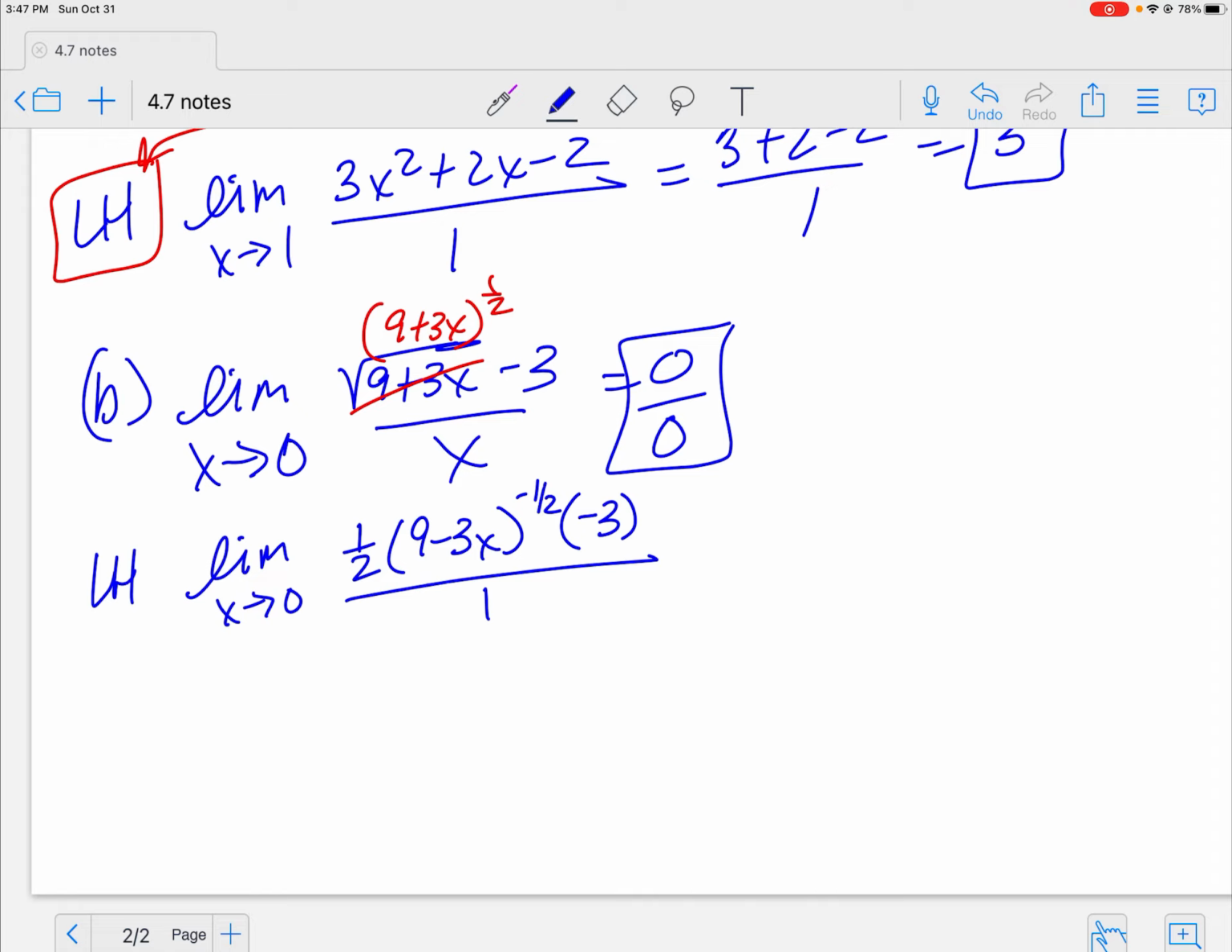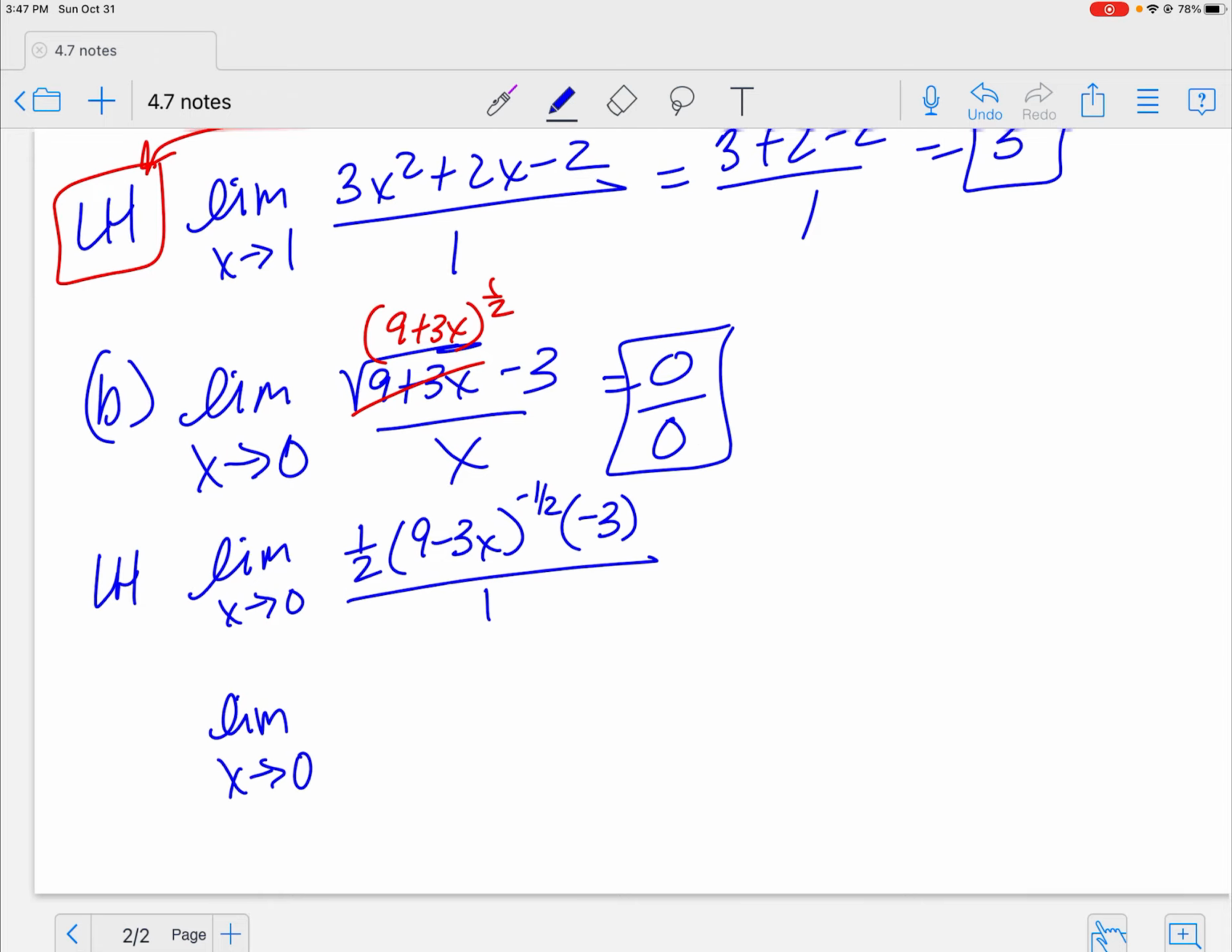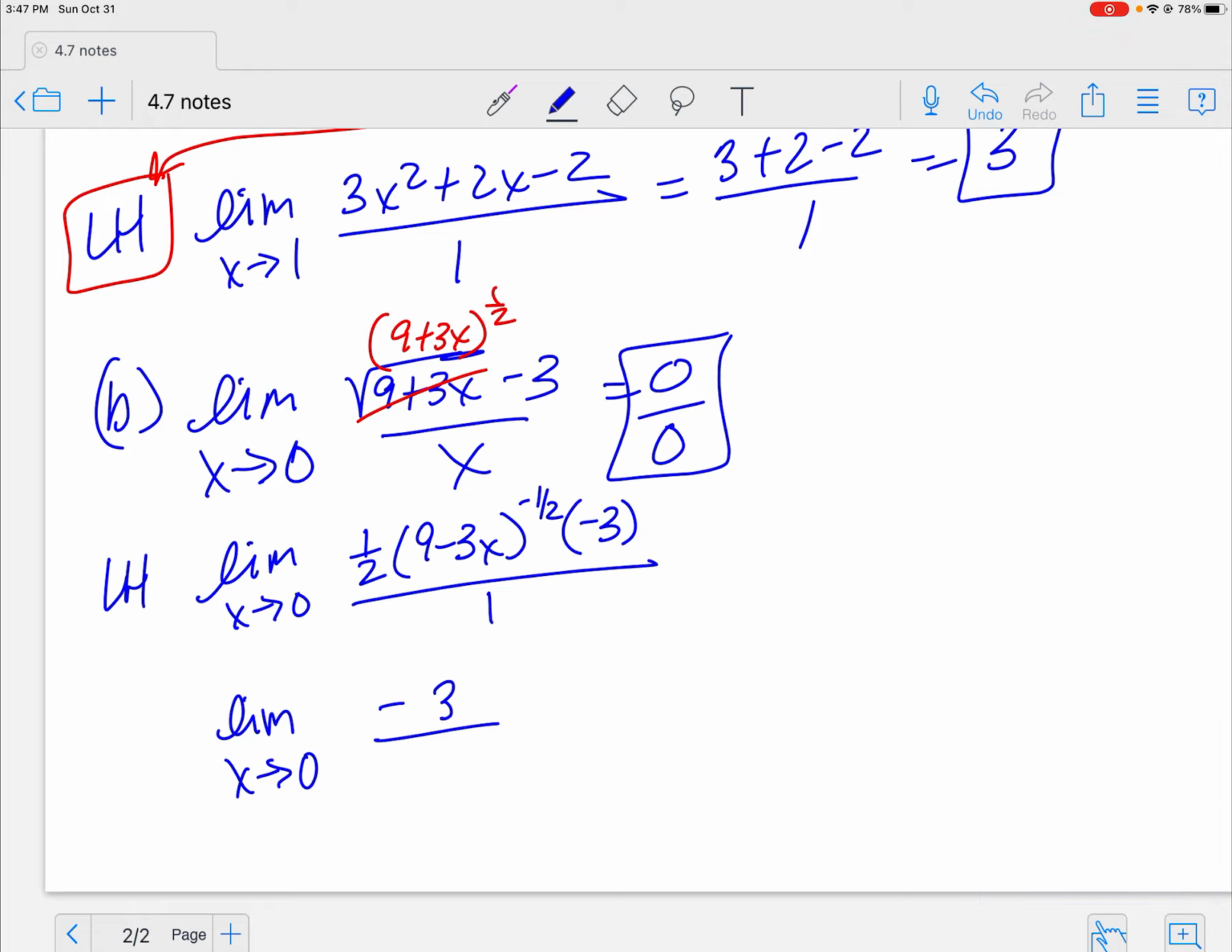The same thing happens here when we go to clean this up. I'm not doing L'Hopital again. I'm just going to clean this up. So now I just straight up write the limit as x approaches 0. And then we write this down. I've got negative 3 on top, a 2 square roots of 9 minus 3x in the denominator.